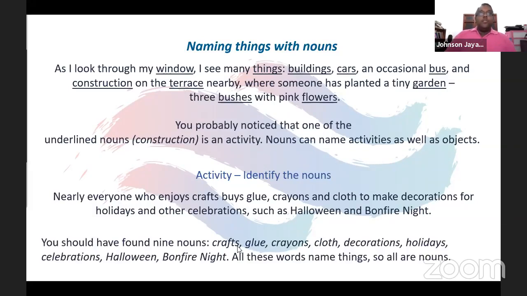Okay. So crafts, glue, crayons, cloth, decorations, holidays, celebrations, Halloween, bonfire night. So all of these are nouns. Okay, nouns that name things. And also events here. As you can see, Halloween and bonfire night, these are events. Those are also nouns.